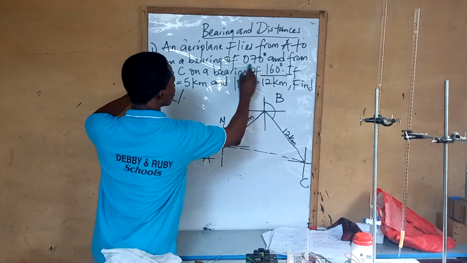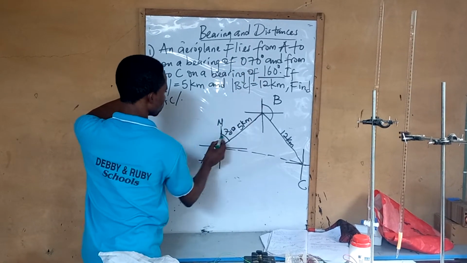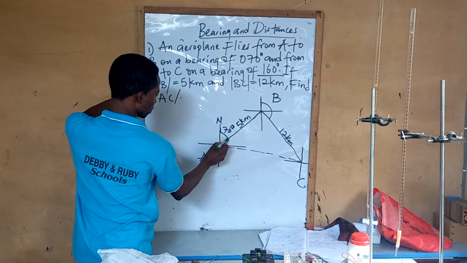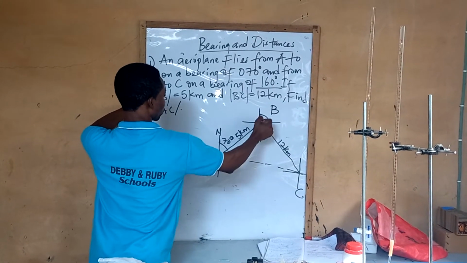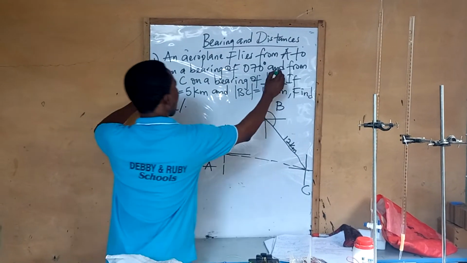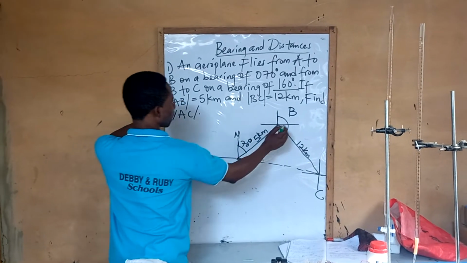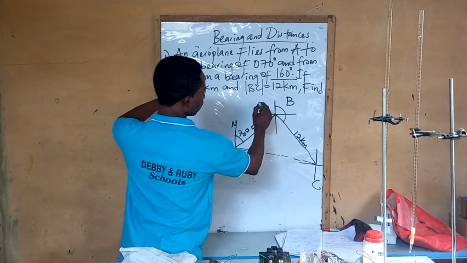This is 3 digits. And anytime you have 3 digits, you start from the north. 070 degrees, so I start from the north. This is 70 degrees. I draw it out, and when I draw it out, I make another 4 cardinal points. This is B. And from B, you fly to C.